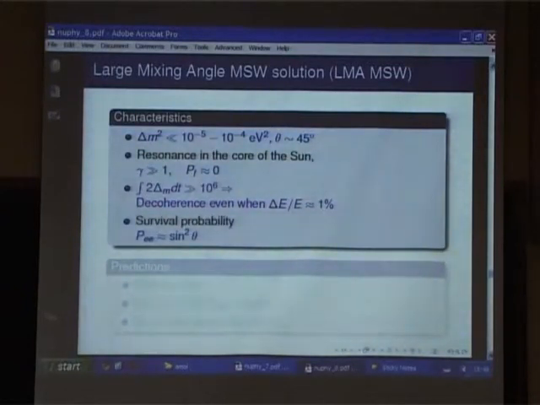But the survival probability now is very, very simple because PF is 0. The only term that survives is this 1 minus PF times sin square. So the probability of survival is simply equal to sin square.